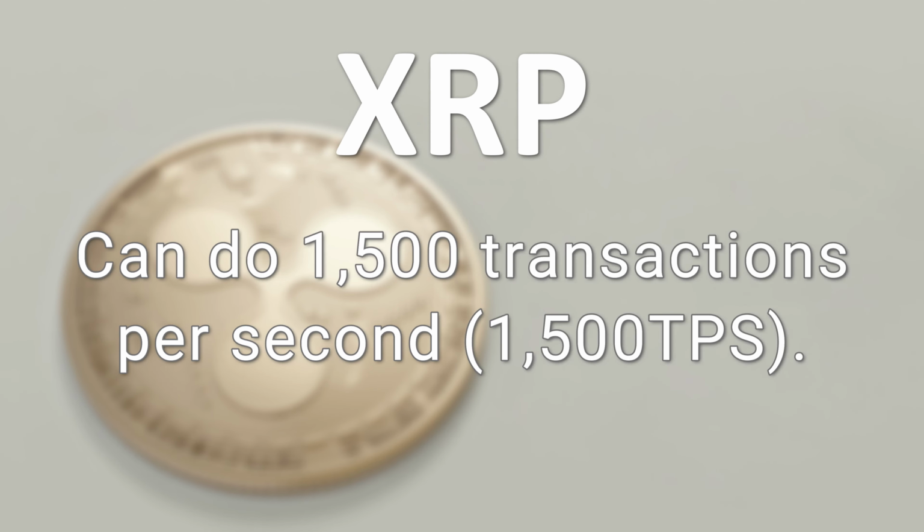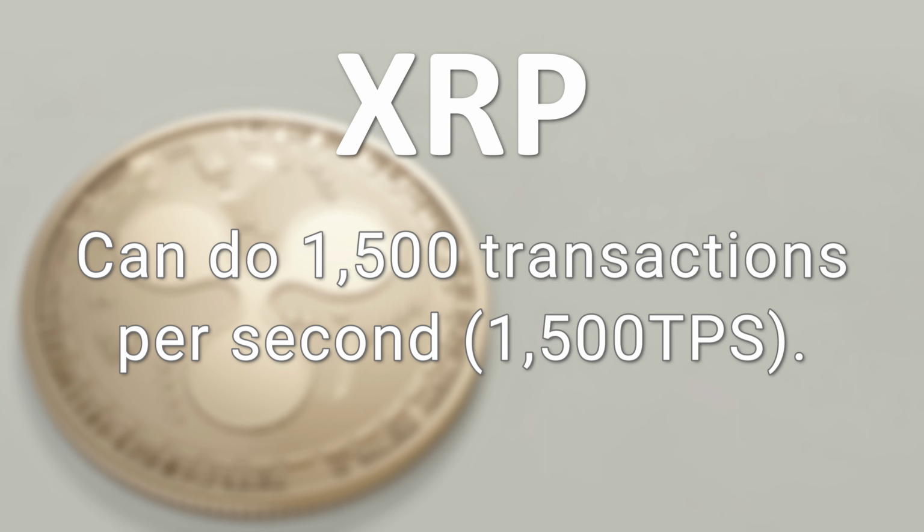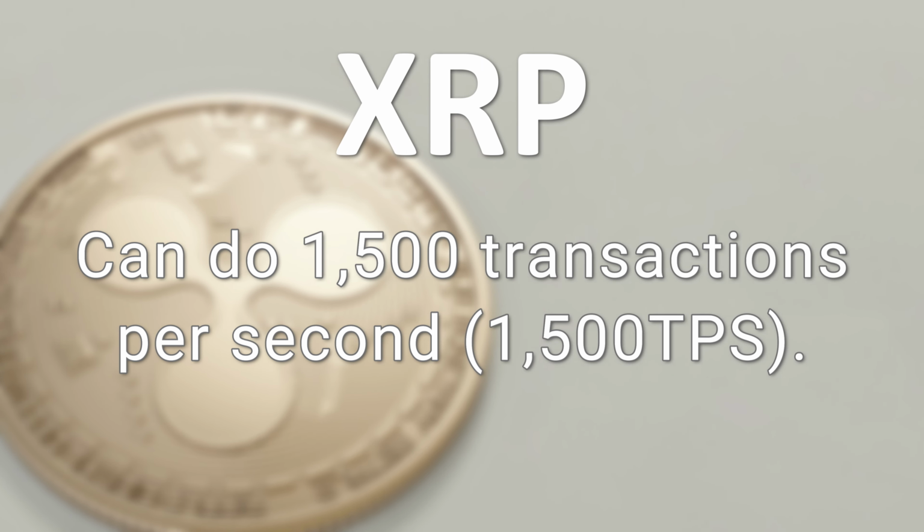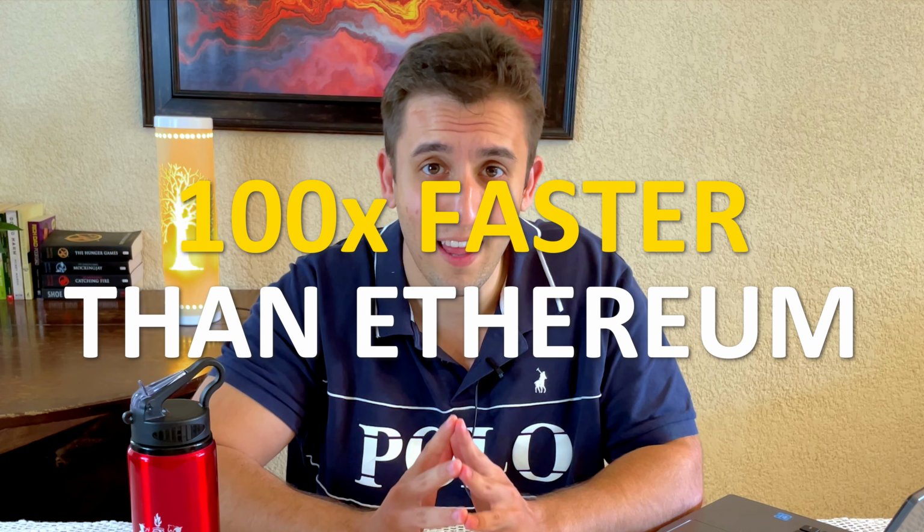XRP can do 1,500 transactions per second. So do the math there. That is 100 times faster than Ethereum, and obviously a lot faster than Bitcoin. So that's crazy, 1,500 transactions per second. They can get a lot more done in a shorter period of time, which is incredible.